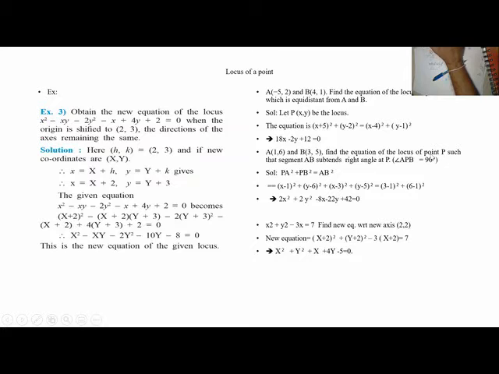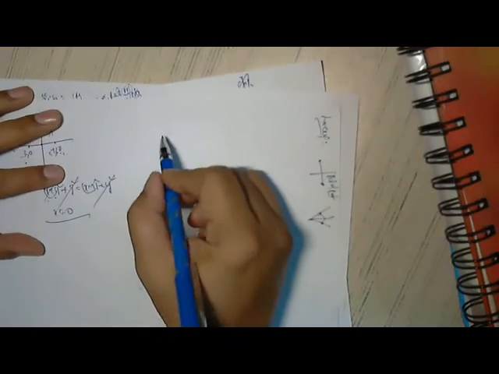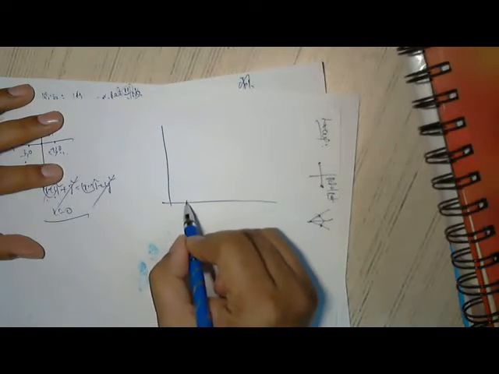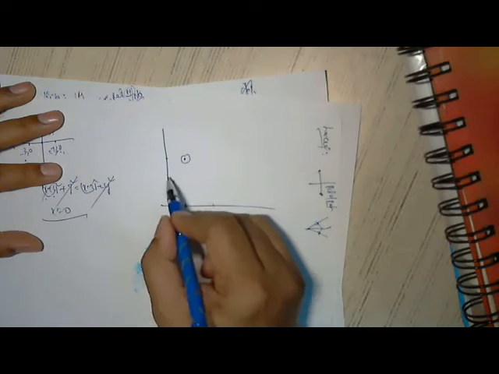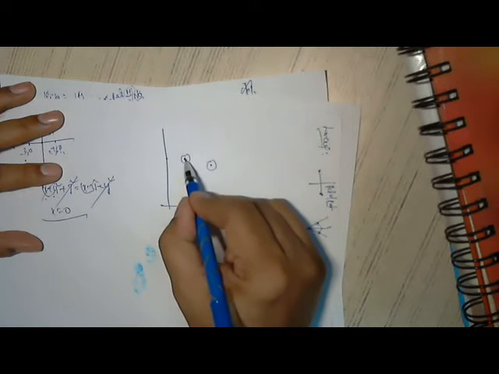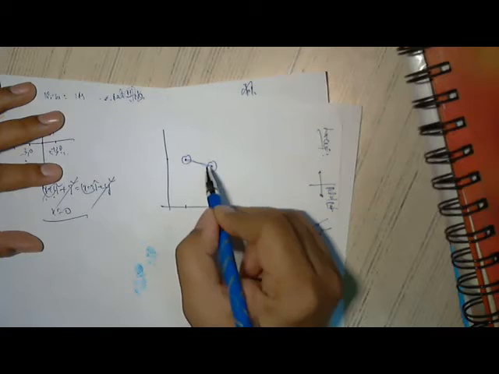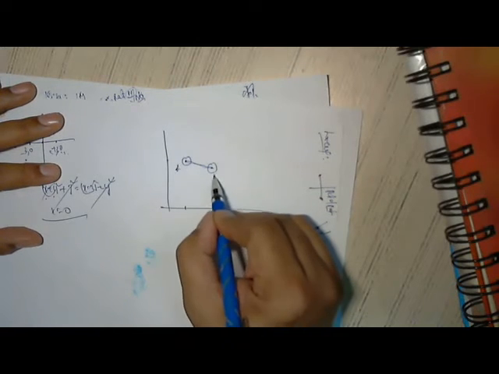Find the equation of locus of point P such that segment AB subtends a right angle at P. Segment AB subtends a right angle at P. Let us see. 1, 6, 3, 5. This is 1, this is 6. This is 3, this is 5. This is AB. This is A, this is B.